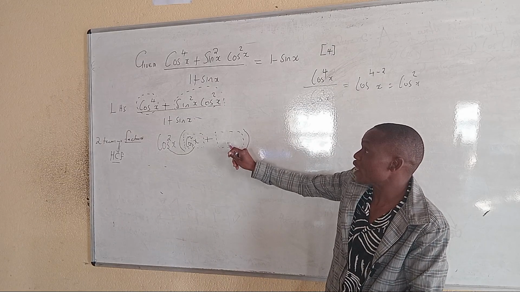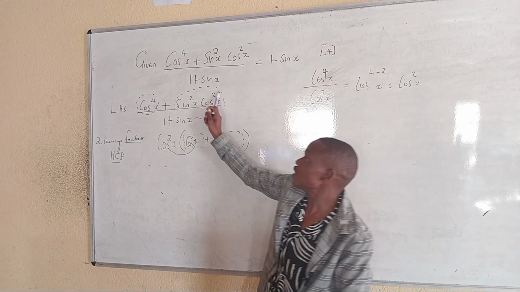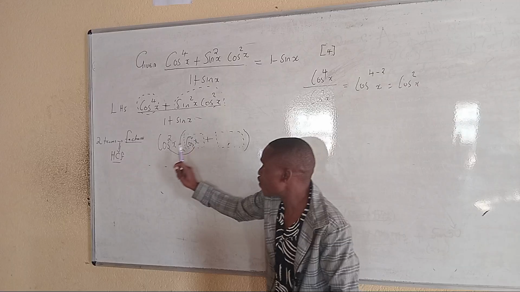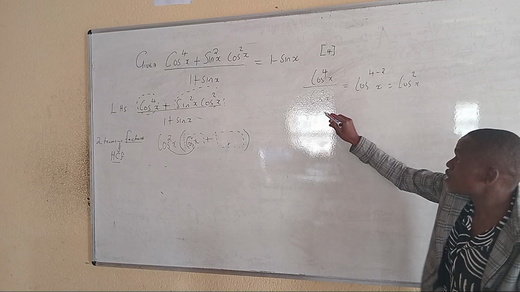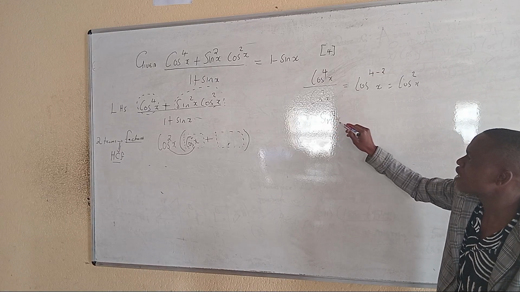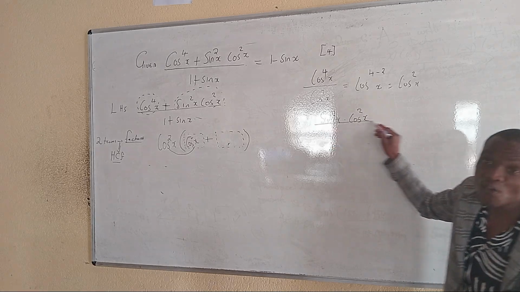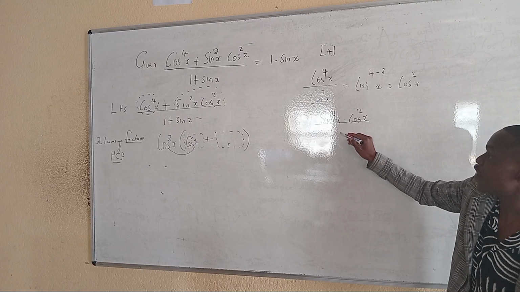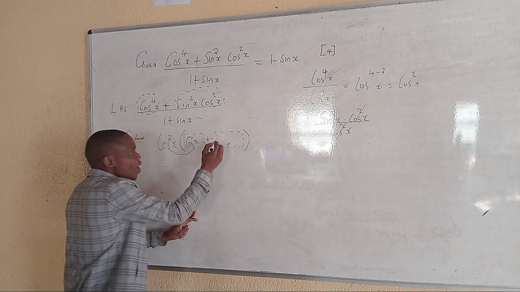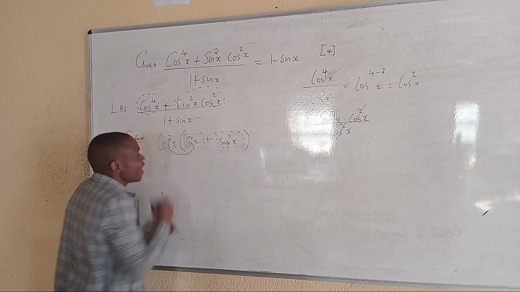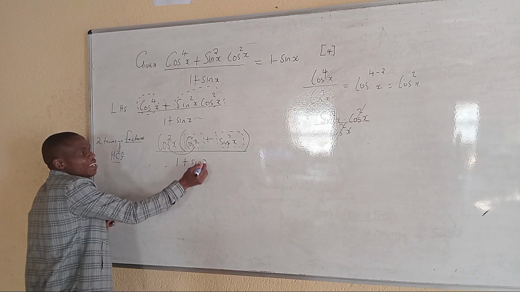Now, let's find this one. How do we get this one? Same thing. We now take the second term and divide it with what? With the common factor. What is your second term? Sine squared x times cos squared x, all over the common factor. You are left with sine squared x. You are left with sine squared x divided by 1 plus sine x.